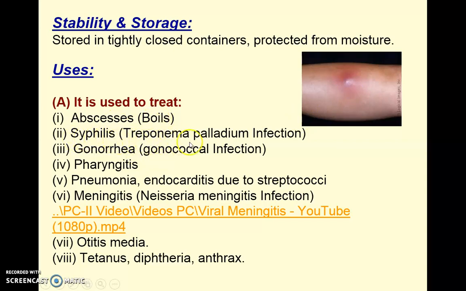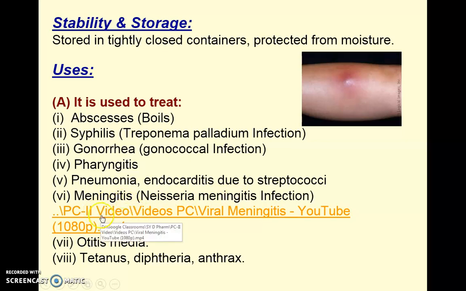Then syphilis, Treponema pallidum infection. Next, in the treatment of gonorrhea. Next, pharyngitis, inflammation of the pharynx. It is actually a throat infection involving the pharynx. Next, pneumonia, and endocarditis due to streptococci. Then meningitis, where Neisseria meningitidis is the causative agent. It is an inflammation of the meninges. The meninges are the layers covering the spinal cord.